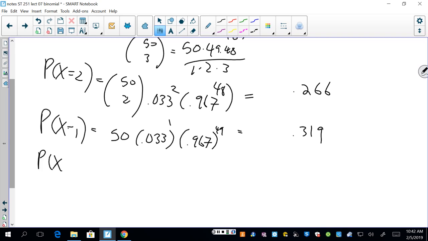The chance that you get 0 is basically 0.967 to the 50th, right? None of them have multiple births, and that probability is about 0.187.